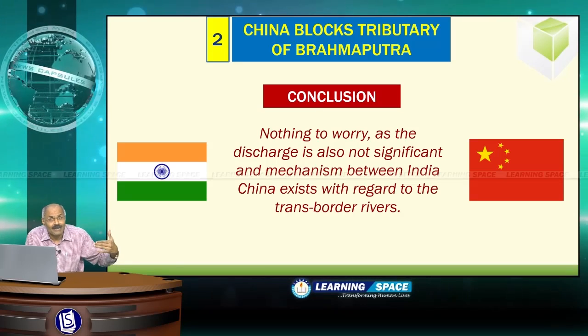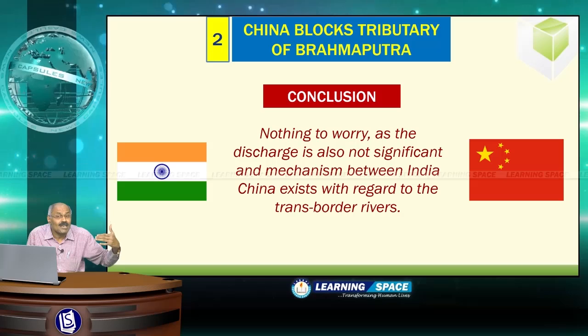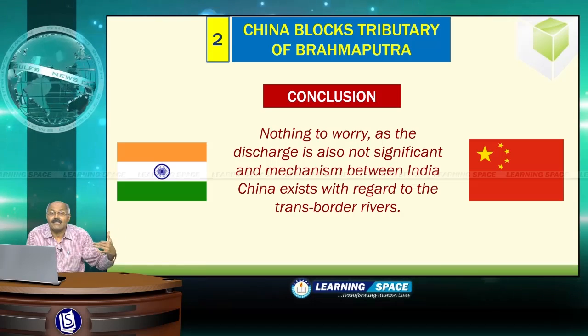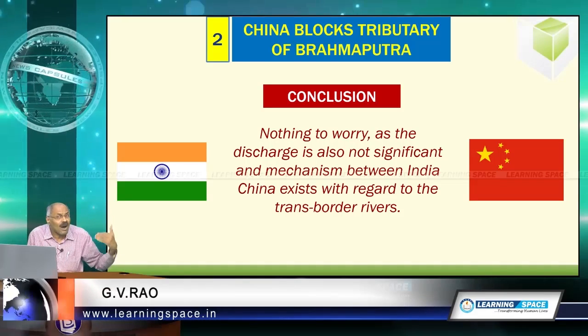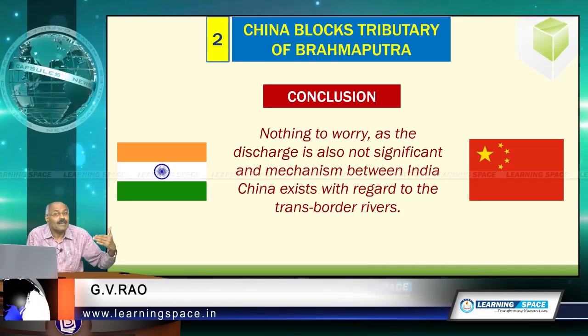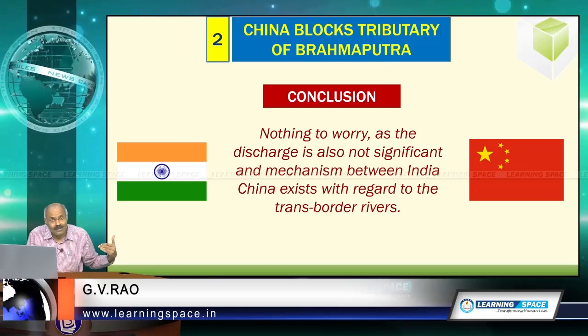And another important aspect is Xiabuku, which is the tributary of Brahmaputra, is a minor river and nothing to worry. It is a part of their development of hydroelectric projects, right?